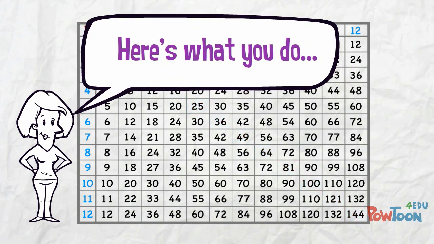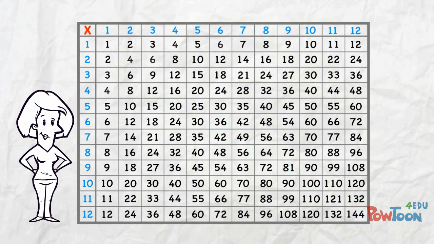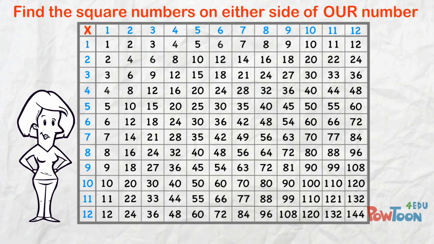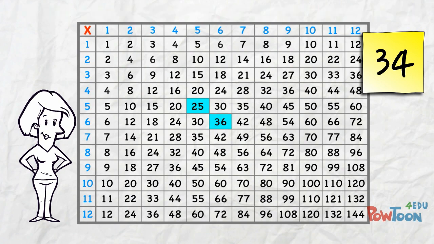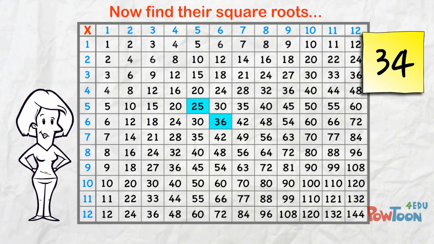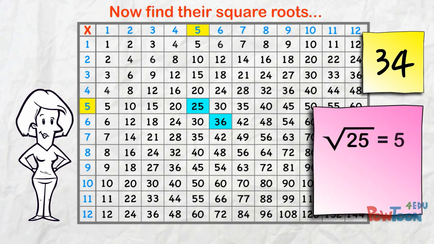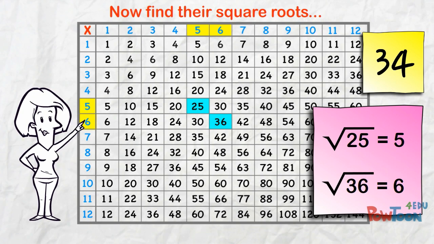So here's what you do. Start off by finding the square numbers on either side of our number 34. They are 25 and 36. Which numbers give us those squares? We get 25 from 5 times 5, so the square root of 25 is 5, and of 36, the square root is 6. Straight away, we know that the square root of 34 is somewhere between 5 and 6.